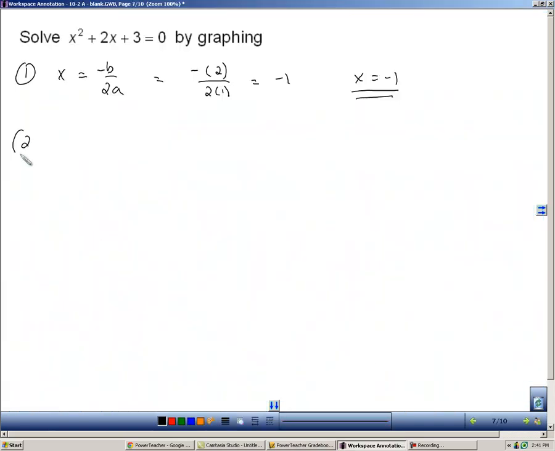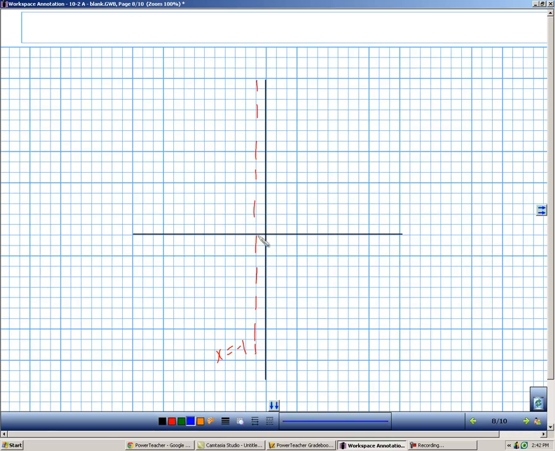Now I'm going to find my vertex, and I do that by plugging -1 in for x and solving. -1 squared is 1. This is a -2 plus 3. So 1 minus 2 is -1, and -1 plus 3 is 2. So you get the ordered pair -1, 2. Go to my graph and plot -1, 2, which is right here.